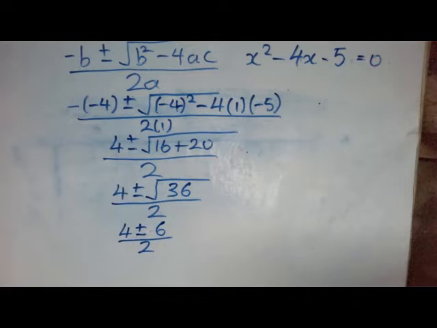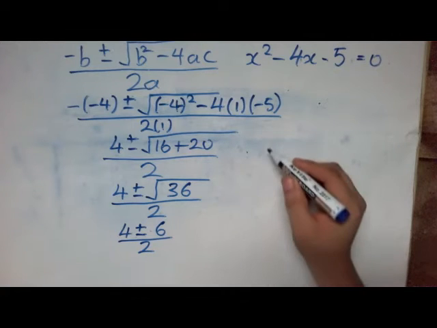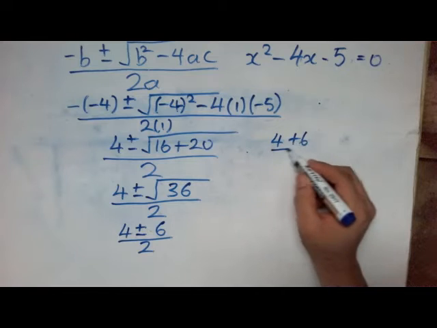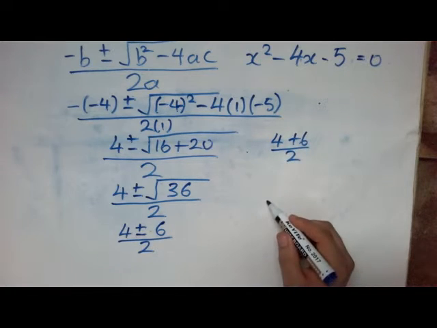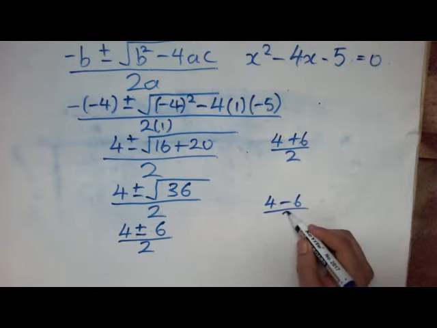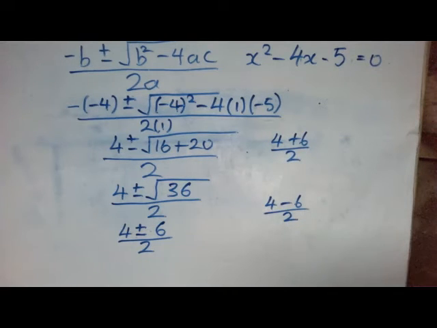So at this point, we can split our answers into 2 so that we'll get those 2 answers. We take the first one, 4 plus 6 all over 2. The second one is 4 minus 6 all over 2. I hope you know where we are getting the plus and minus from. We have plus and minus here.